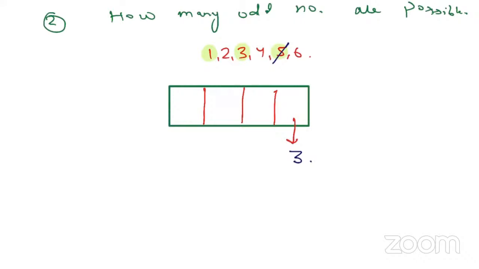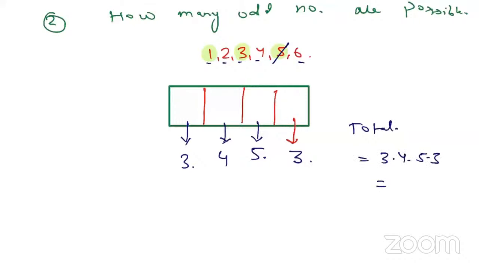Now, how many digits are there? 1, 2, 3, 4, and 5. There isn't any restriction for 10th place, so we have 5 options. Now for this, 4 options. Now for this, 3 options. Right? So total is 3 into 4 into 5 into 3, that is 180.